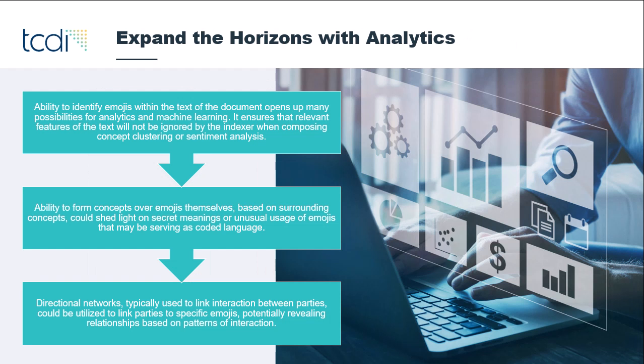The ability to identify emojis within the text of the document opens up many possibilities for analytics and machine learning. It ensures that relevant features of the text will not be ignored by the indexer when composing concept clustering or sentiment analysis. The ability to form concepts over emojis themselves, based on surrounding concepts, could shed light on secret meanings or unusual usage of emojis that may be serving as coded language. Directional networks, typically used to link interaction between parties, could be utilized to link parties to specific emojis, potentially revealing relationships based on patterns of interaction.